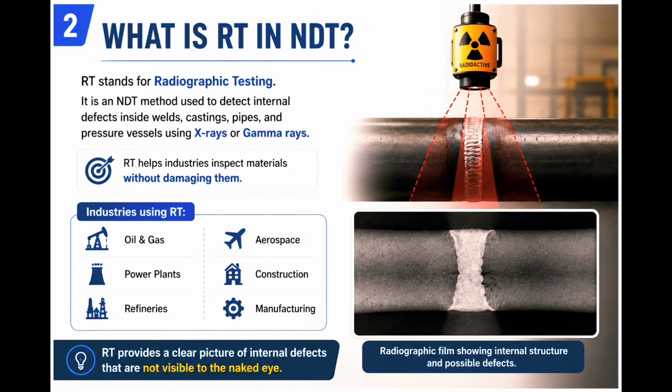What is RT in NDT? RT stands for Radiographic Testing. It is an NDT method used to detect internal defects inside welds, castings, pipes, and pressure vessels using X-rays or gamma rays. RT helps industries inspect materials without damaging them. Industries using RT include oil and gas, power plants, refineries, aerospace, construction, manufacturing. But to perform RT professionally, technicians need certification.